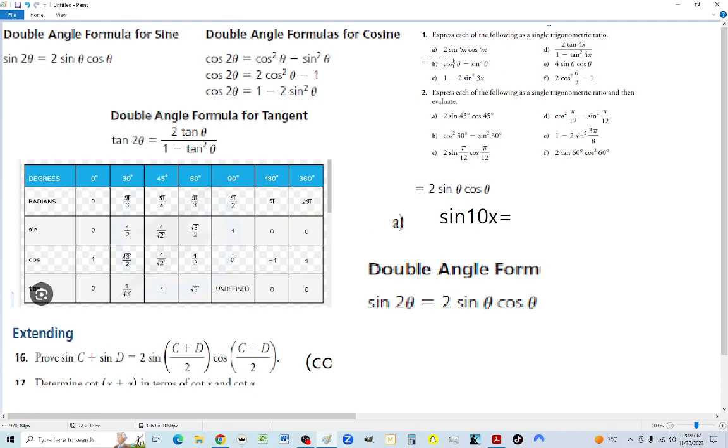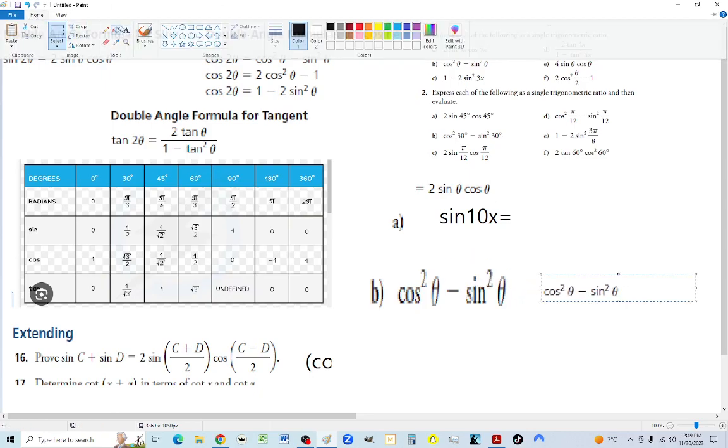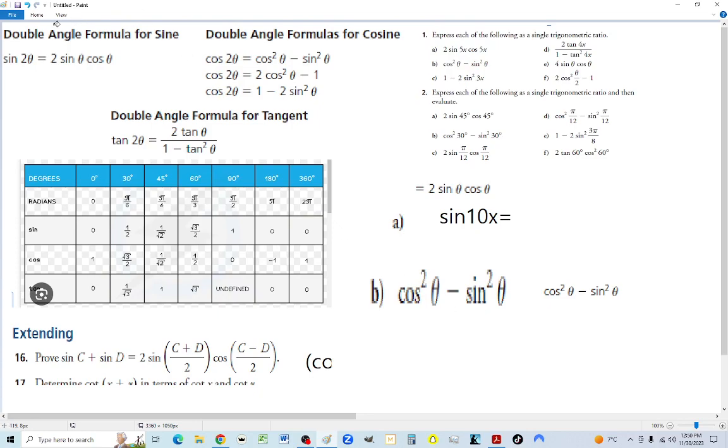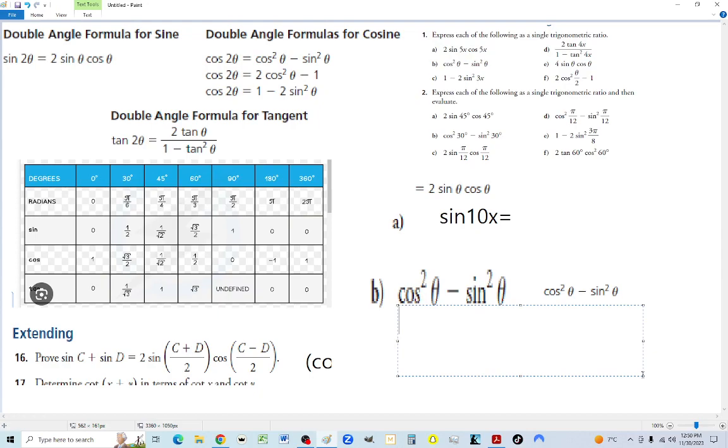And a lot of these are very similar to the number 1 up above. If you look carefully, what does this one look like? It looks like this one, doesn't it? So that just means they're asking us to recognize backwards that this is indeed the same as cos 2 theta.